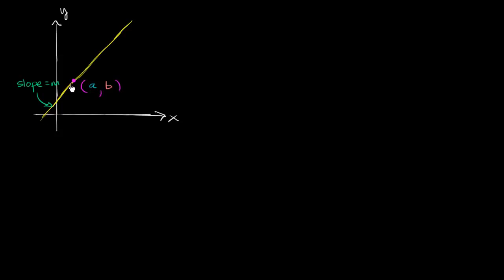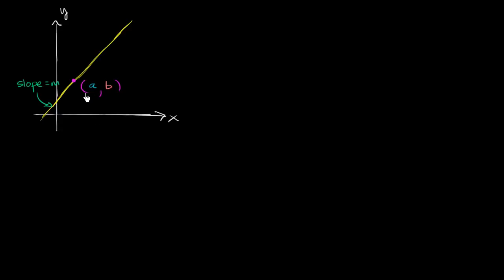So what I've drawn here in yellow is a line. And let's say we know two things about this line. We know that it has a slope of m, and we know that the point (a, b) is on this line. And so the question that we're going to try to answer is, can we easily come up with an equation for this line using this information?